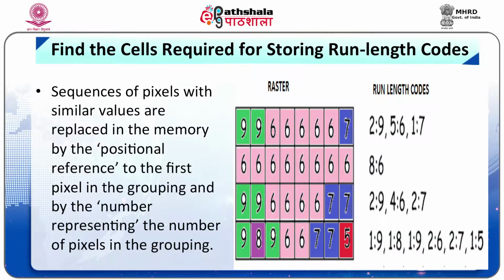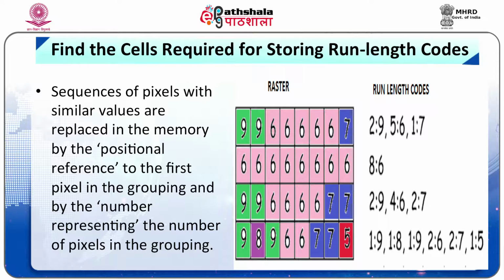So let's move forward and understand this a little more. First, locate the pixels with similar values, that means water, trees and all that. Second, the position reference is noted. Sequences of pixels with similar values are replaced in the memory by the positional reference to the first pixel in the grouping and by the number representing the number of pixels in the grouping, as is very clear in the picture.